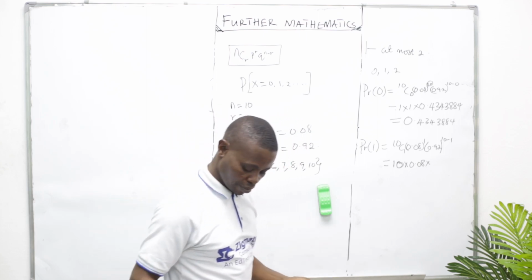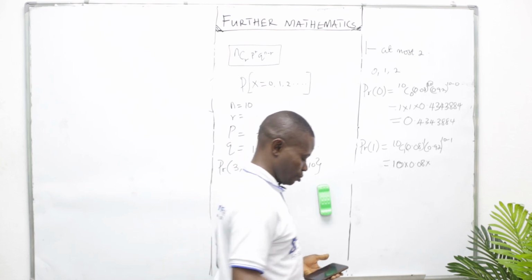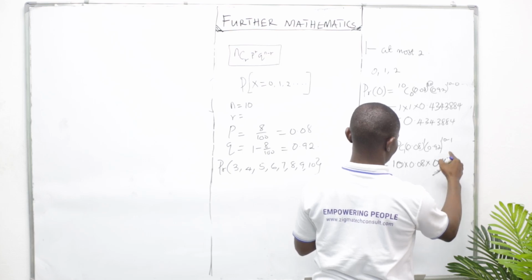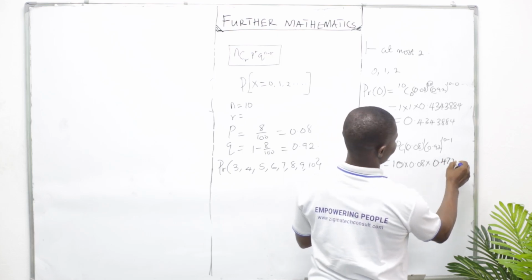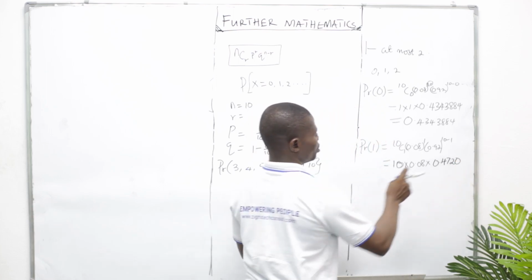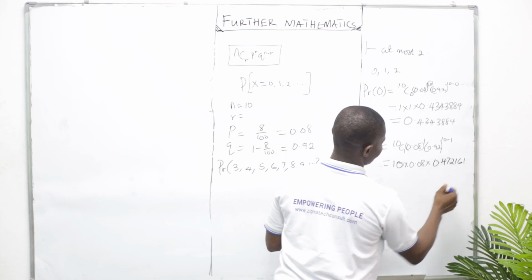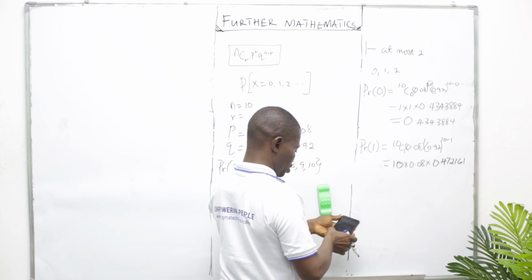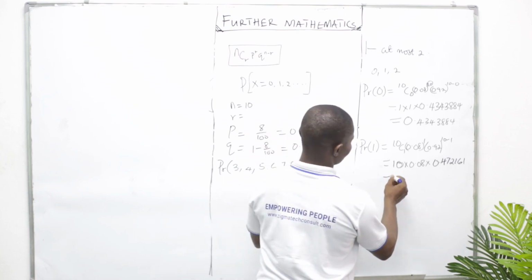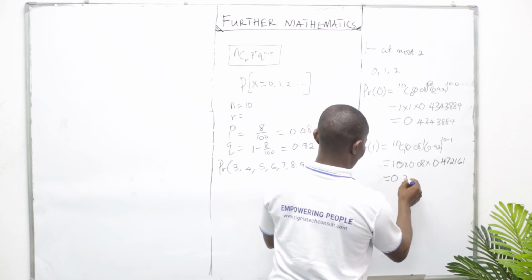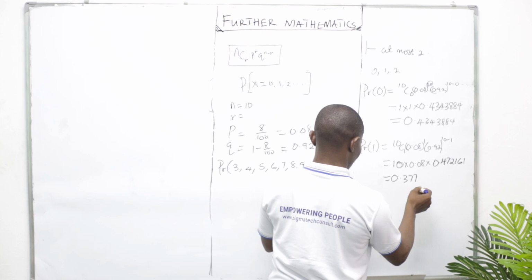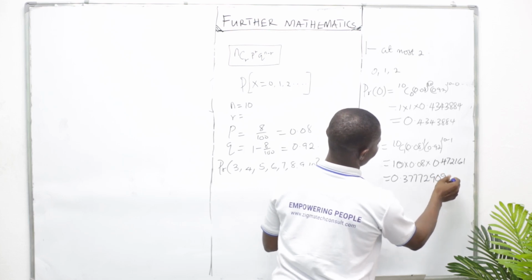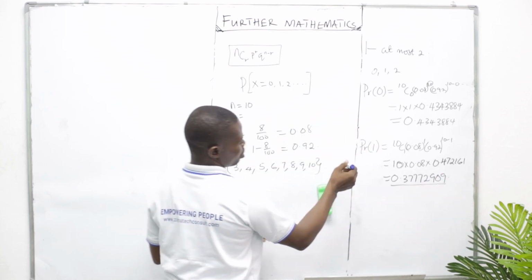0.92 raised to power 9 is 0.472, then 0.4721 times 10 times 0.08. This will give us 0.3777299. Let's end it here. This is for the probability of 1.